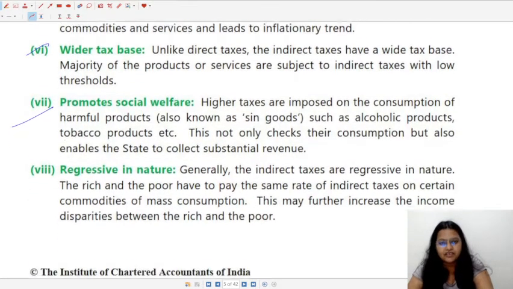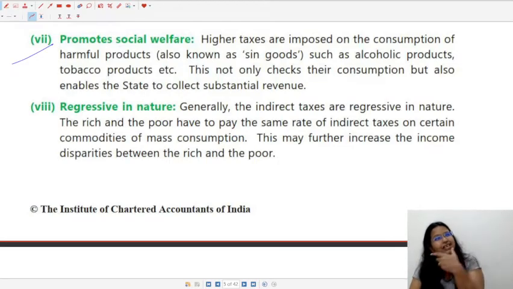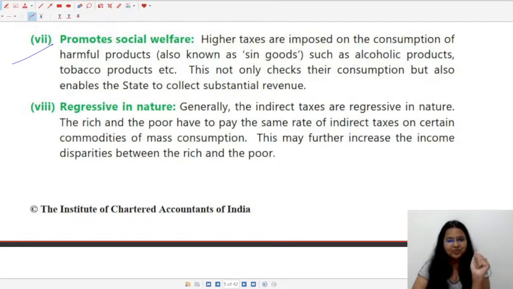Now, how is it regressive in nature? The basic difference between direct taxes and indirect taxes is that direct taxes are progressive in nature, but indirect taxes are regressive in nature. Now, how are direct taxes progressive and IDT regressive? Let's understand it. I'm going to explain it with the help of an example.